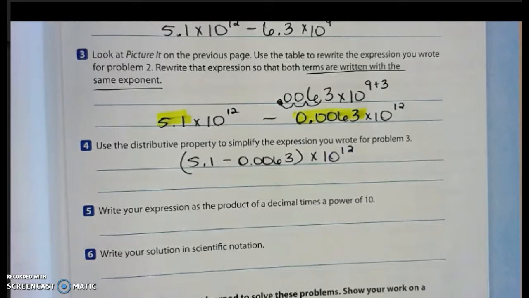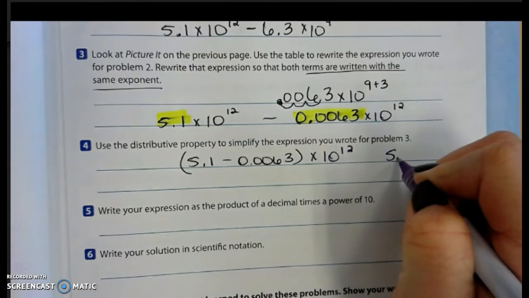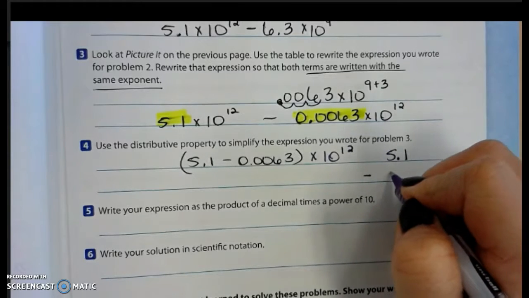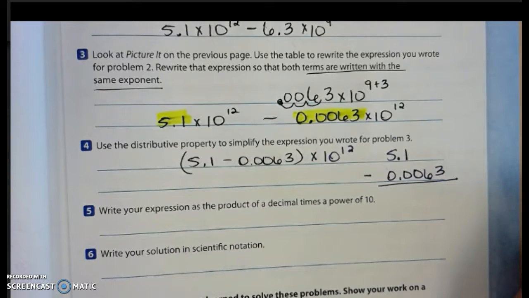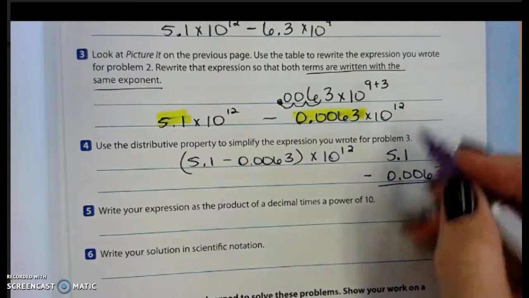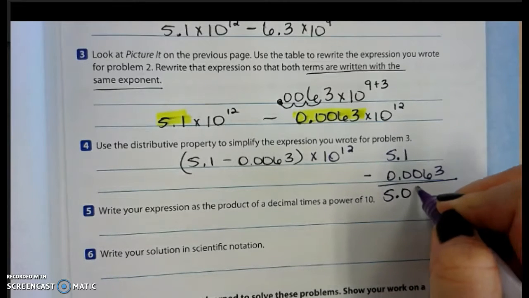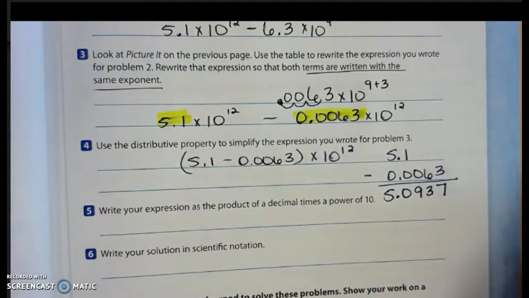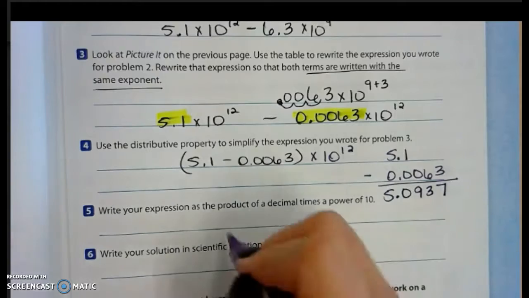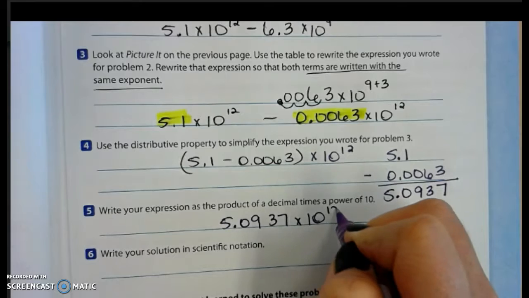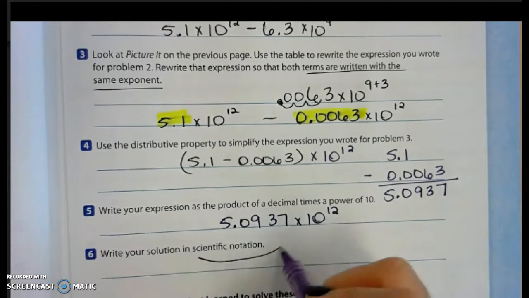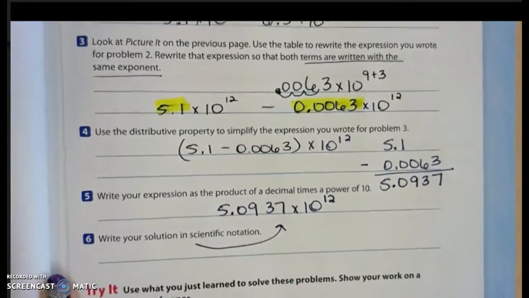It says write your expression as the product of a decimal times the power of 10. We're going to have 5.1 minus 0.0063. Okay, that's the subtraction for our constants. It is going to be 5.0937. And then we keep the base 10. So 5.0937 times 10 to the 12th. That is also our answer in scientific notation, which is number 6.